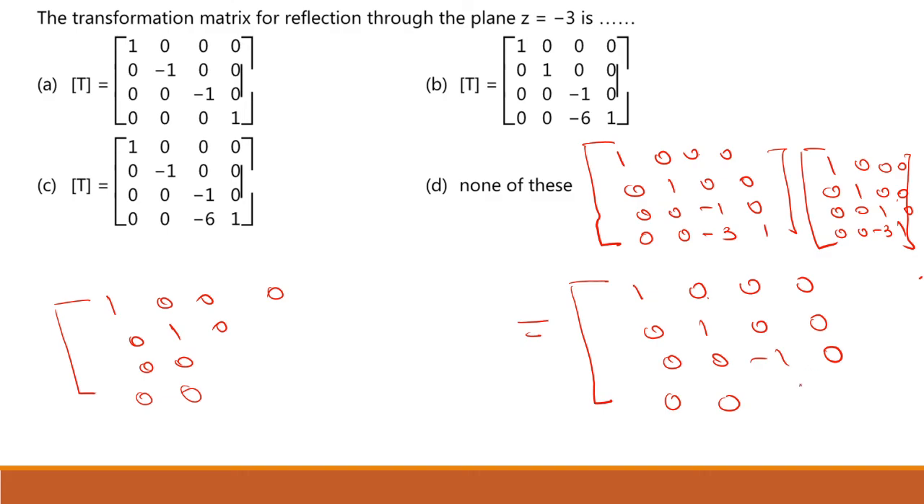Now the next is minus 3, that will be minus 6, and at last 1. So you can compare this in this way. Option B will be the correct option. Okay, so in this way we have to perform the instant multiplication of various matrices.